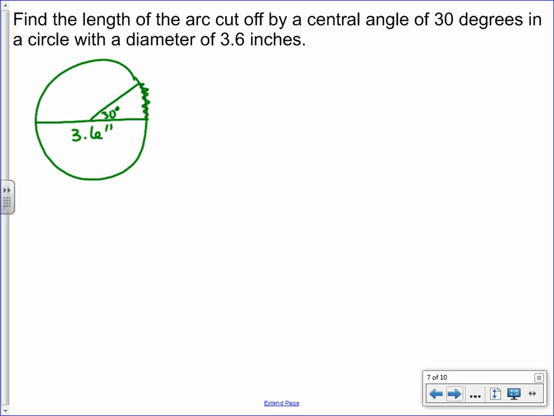Okay, so we want this arc length right here. Well, arc length is theta times radius. 30 degrees. Do we plug in 30 degrees? No, we do not. So theta is 30 degrees, but we want to convert that to radians. How do we do that again?